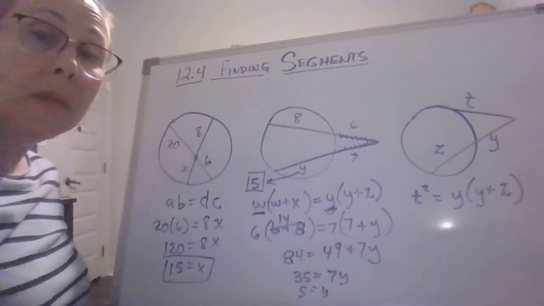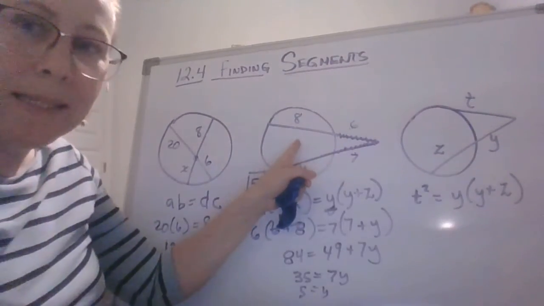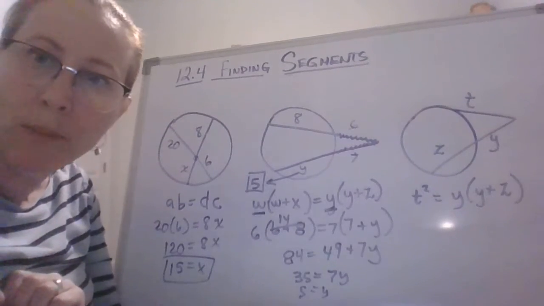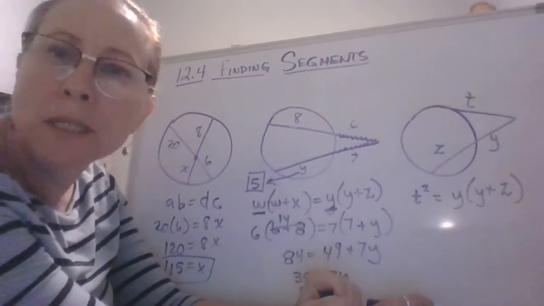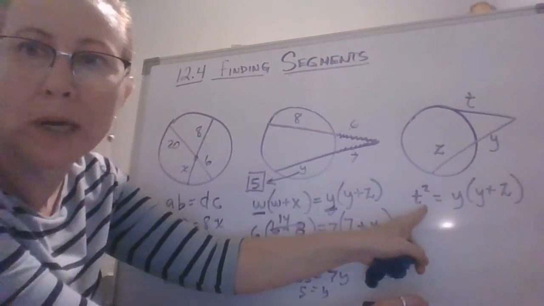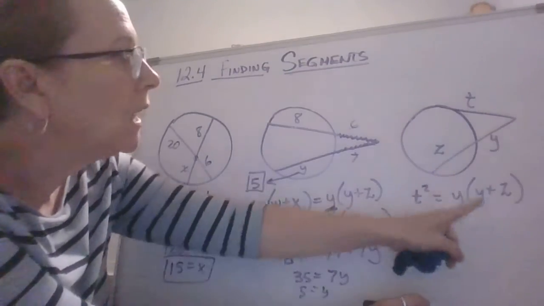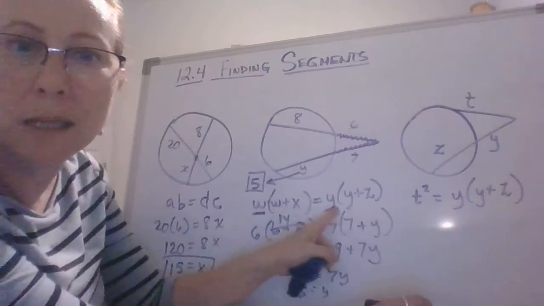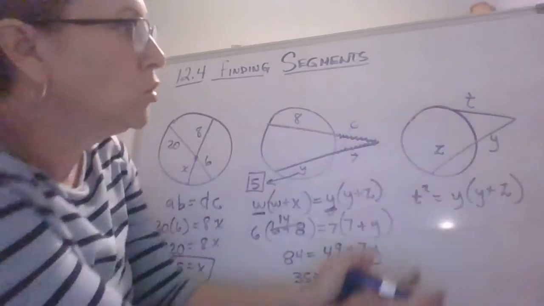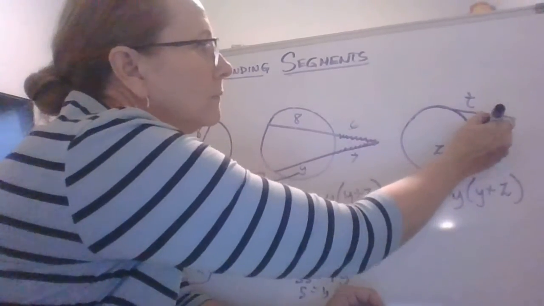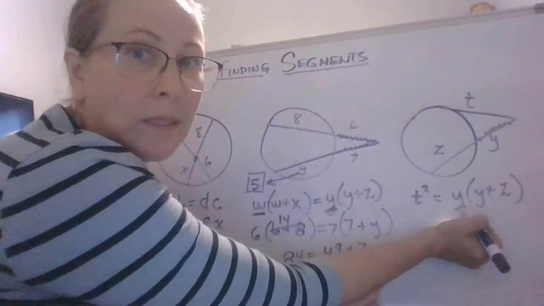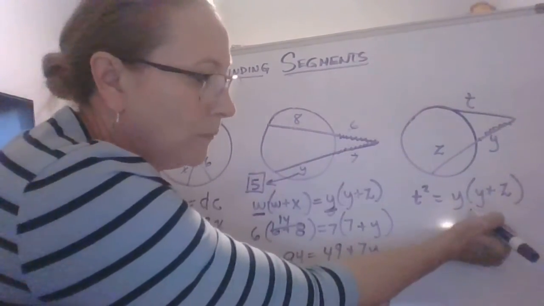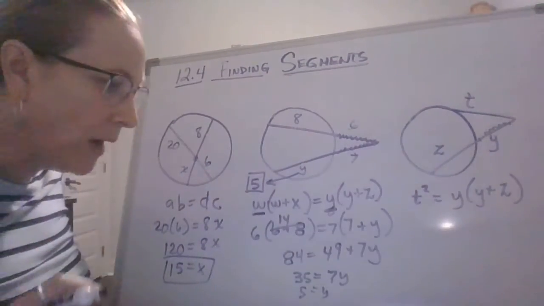Now, the next one looks somewhat similar, but it's got a tangent, and they use T to represent the tangent. So what do we do with the tangent? Just square it. What do we do on the other side? Well, just like we did with the secants here, the external part on the outside of the parentheses times the whole secant, Y plus Z. So let's do an example with that one.